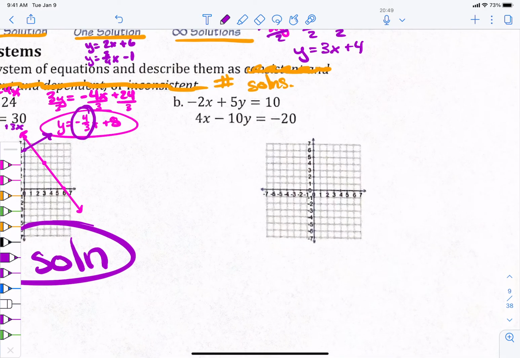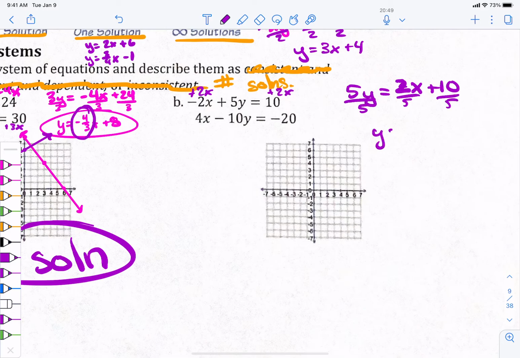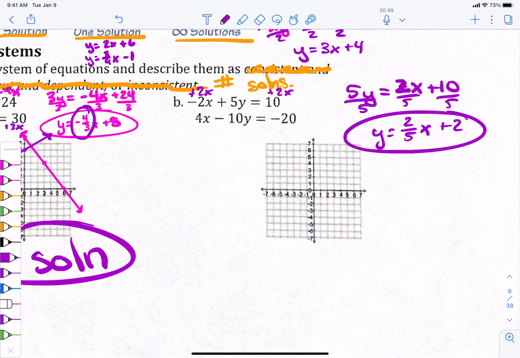All right, let's just solve this one. We won't graph because we already know how to graph. Let's add the 2x over. Plus 2x. 5y equals 2x plus 10. Divide by 5. y equals 2 over 5x plus 2. There's my first one. Happy with that? Am I going too fast? Okay. All right, next, minus the 4x, minus the 4x.